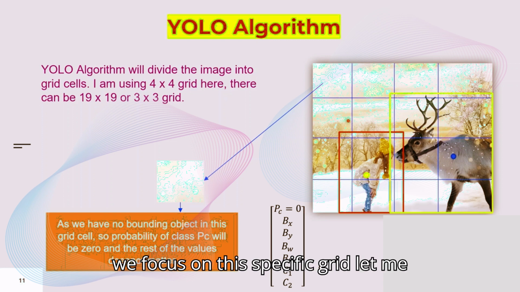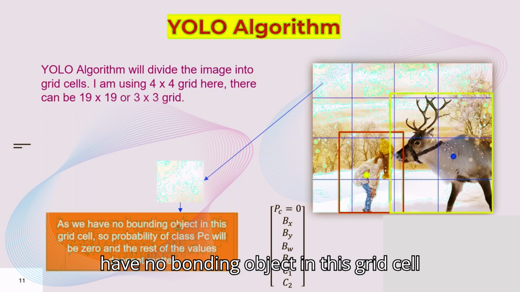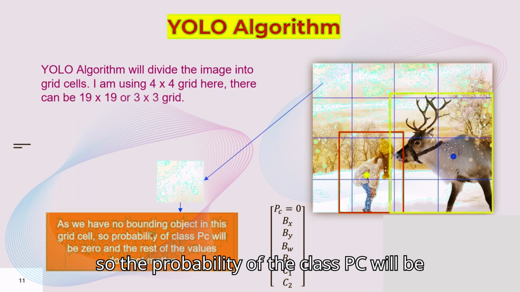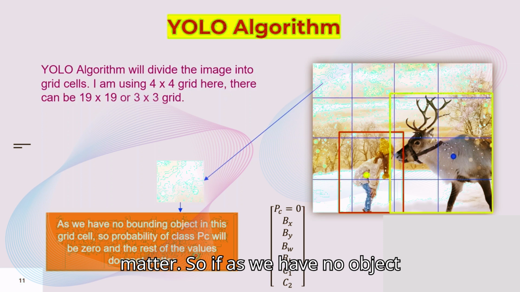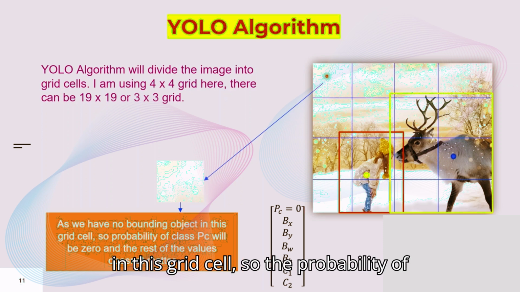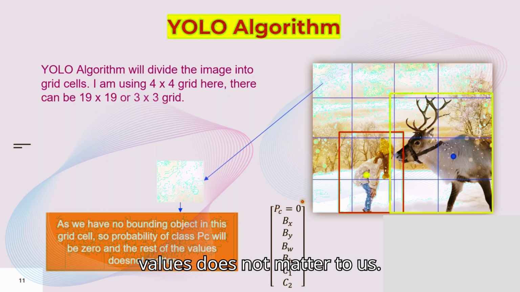If we focus on this specific grid cell, as we have no object in this grid cell, the probability of the class, PC, will be 0 and the rest of the values don't matter. As we have no object in this grid cell, the probability will be 0 and the rest of the values do not matter to us.